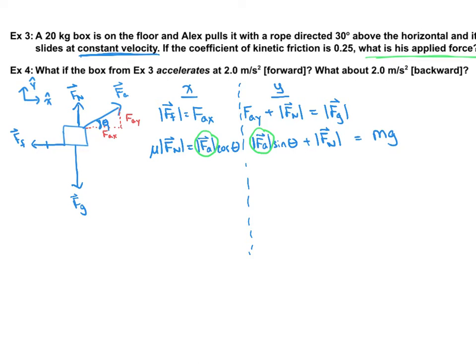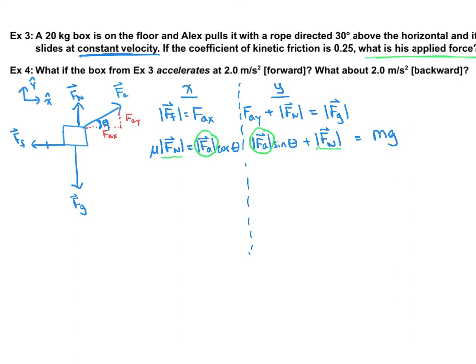Okay, so normal force is a second unknown. Everything else I know. The mu I know. The theta I'm given, 30 degrees. The mass I'm given. And the g value is 9.8. So two equations, two unknowns. Solve using substitution or elimination.